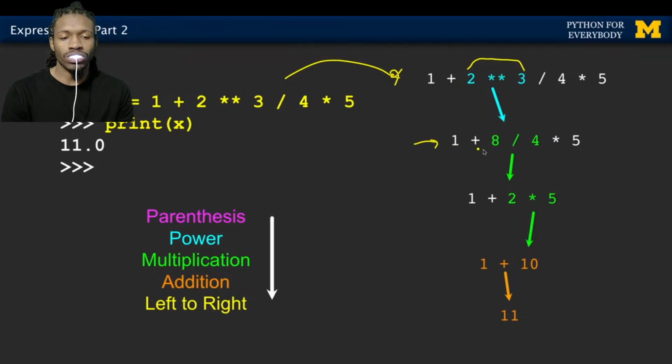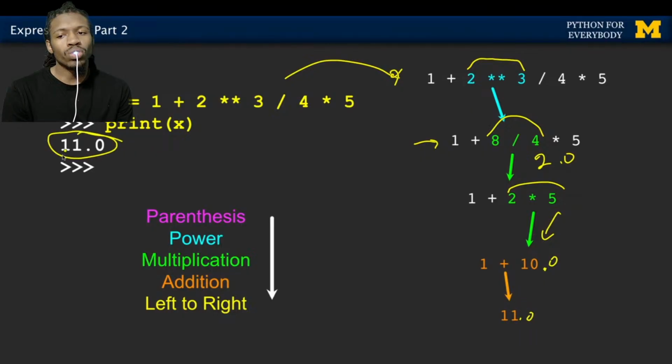and then I would forget about this one and I'd look here and go, okay, what's the first thing here? Well, 8 divided by 4 is the first thing there. So then I'd be like, oh, 8 divided by 4, well, that gives us 2. In this case, it gives us 2.0. And then I have 1 plus 2.0 times 5, and I look, and that's the next one. So that ends up being 10.0, and that ends up being 11.0. And that's why this prints out 11.0.